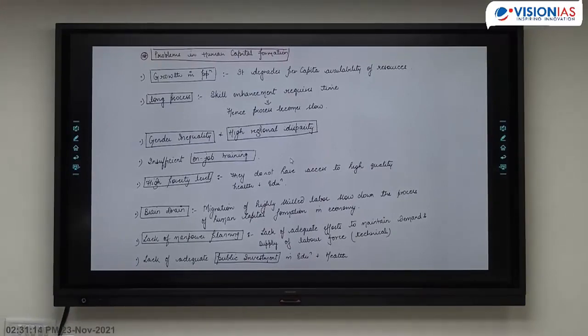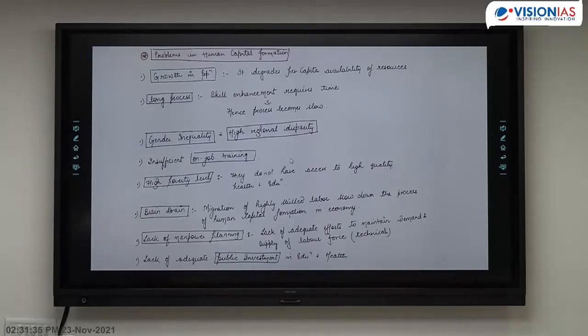First of all, the population is increasing. हमने कल ही बात करी है that population when increases, it creates pressure on the existing resources. So per capita availability of resources declines. ठीक है. Then it's a long process. Obviously ऐसा तो है नहीं कि आज मैंने skill दी और कल आप skilled हो गए. So it's a lifetime process. ठीक है. Then gender inequality and regional disparity.